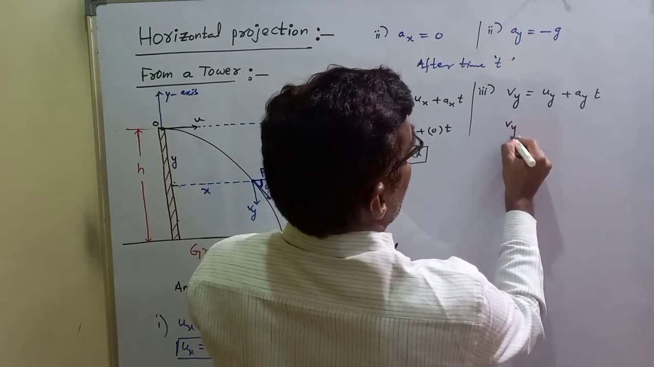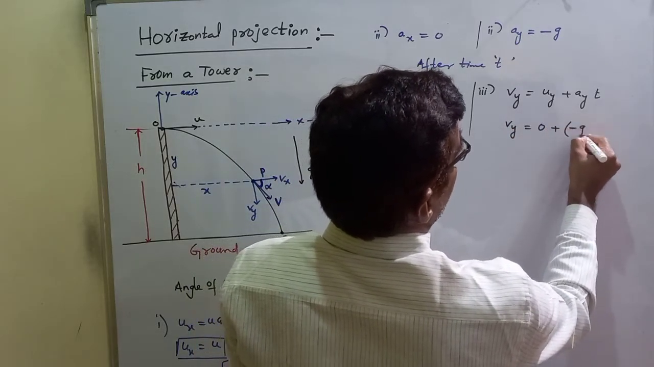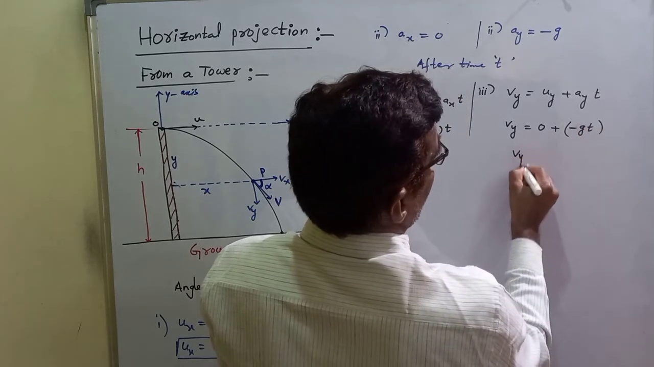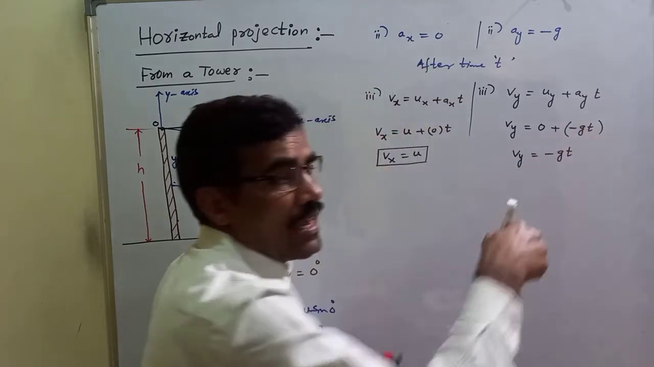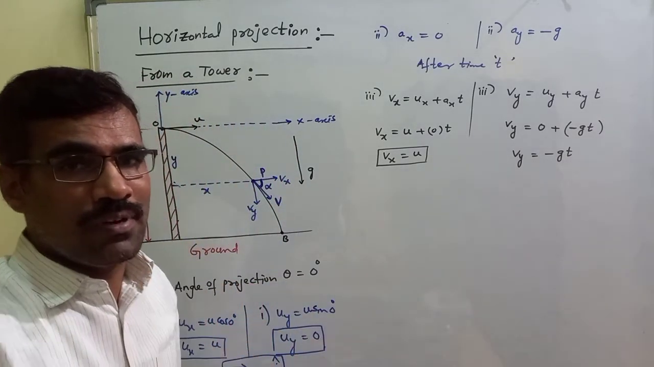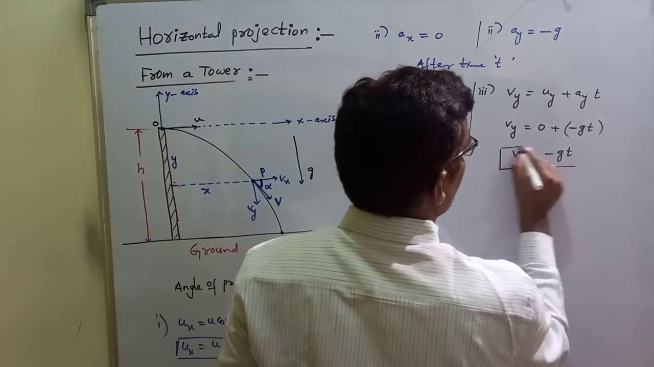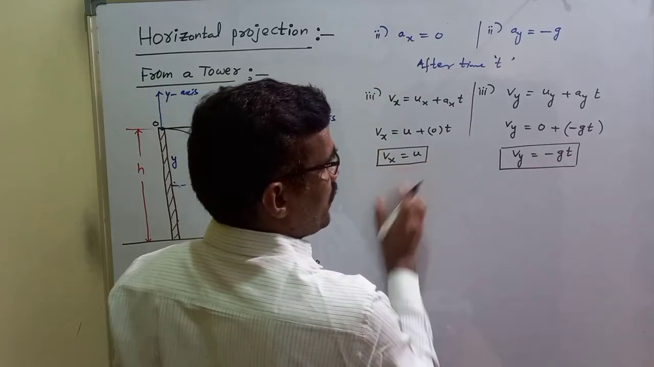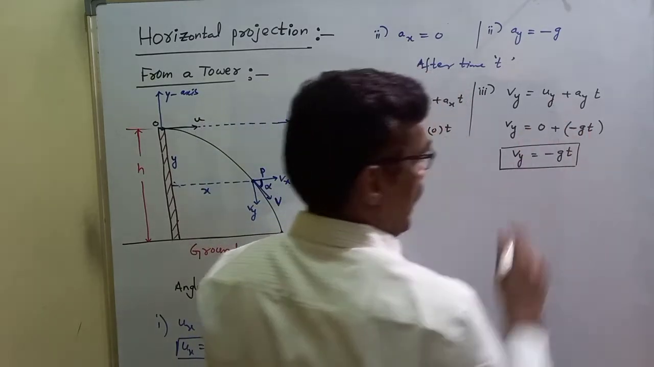That's why here Vy is equal to uy, which is 0, plus minus g into t. So Vy is equal to minus gt. Minus indicates vertically downward, you should remember. So after time t, the horizontal component of velocity is ux, and the vertical component of velocity is gt in the downward direction.